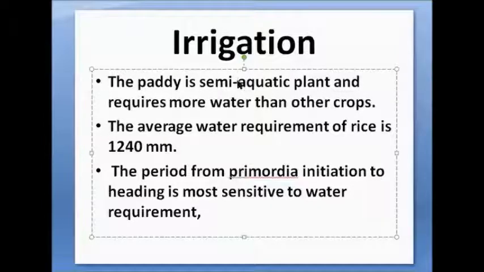the water requirement is quite good. More irrigation should be given. So it requires more irrigation water as compared with the other crops. So it is called a semi-aquatic plant.